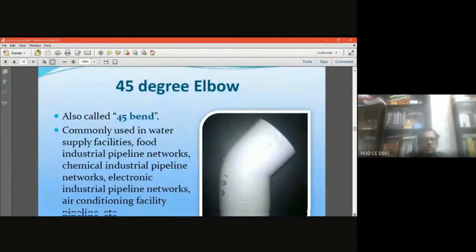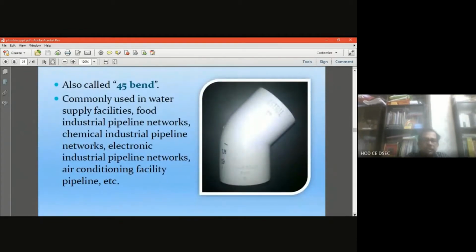Now, the 45-degree elbow is also called a 45-degree bend. It is commonly used in water supply facilities, food industrial pipeline networks, chemical industrial pipeline networks, electronic industrial pipeline networks, air conditioning facilities, HVAC systems, etc.